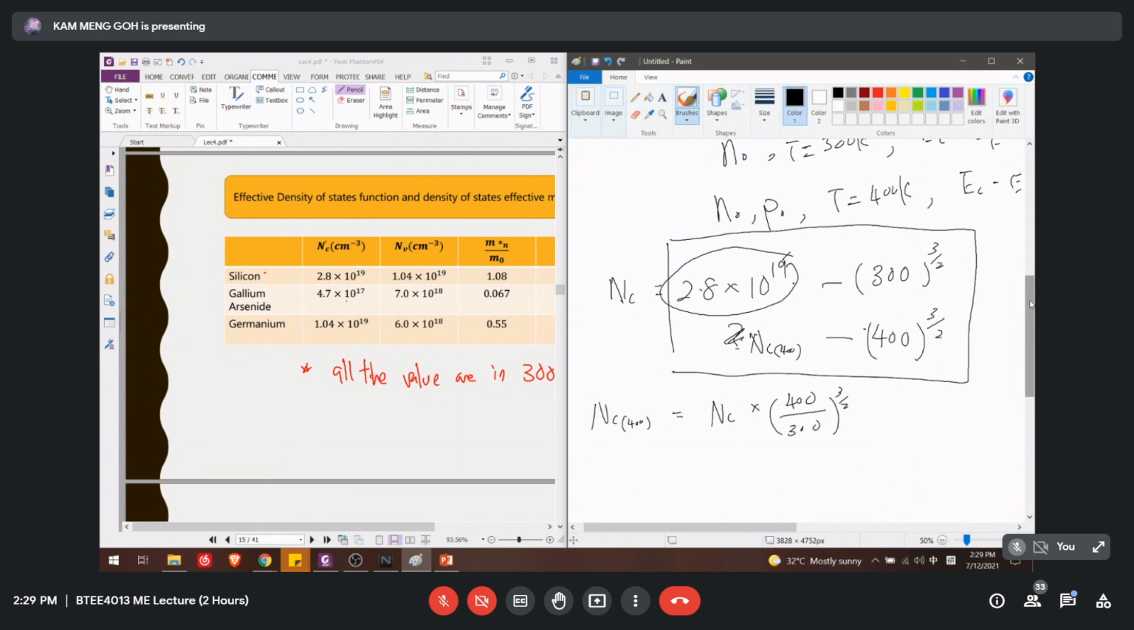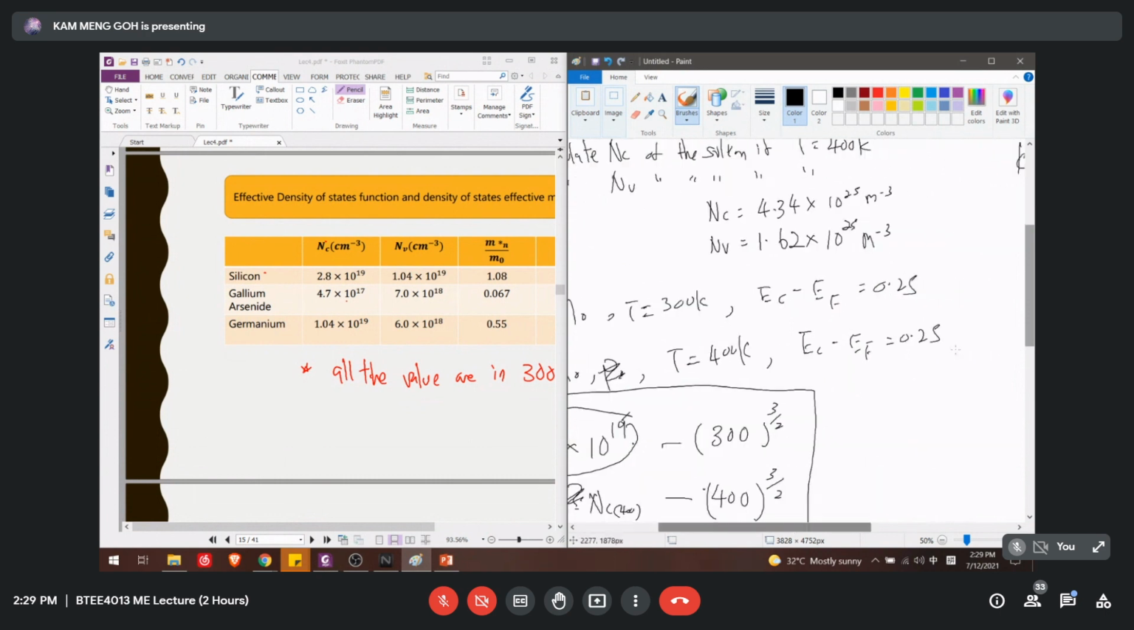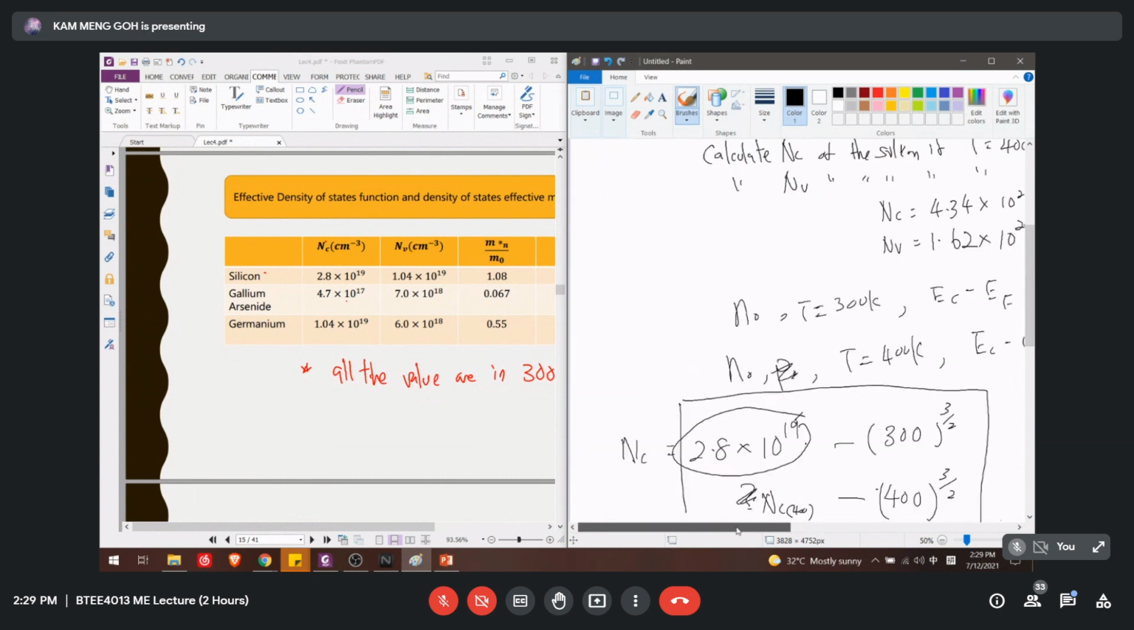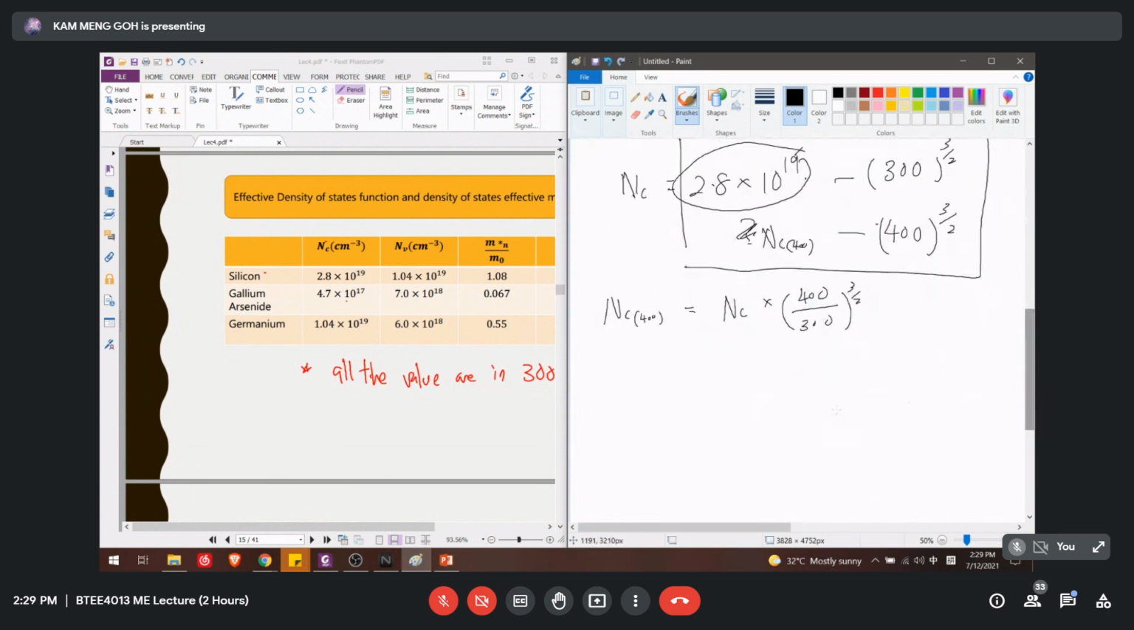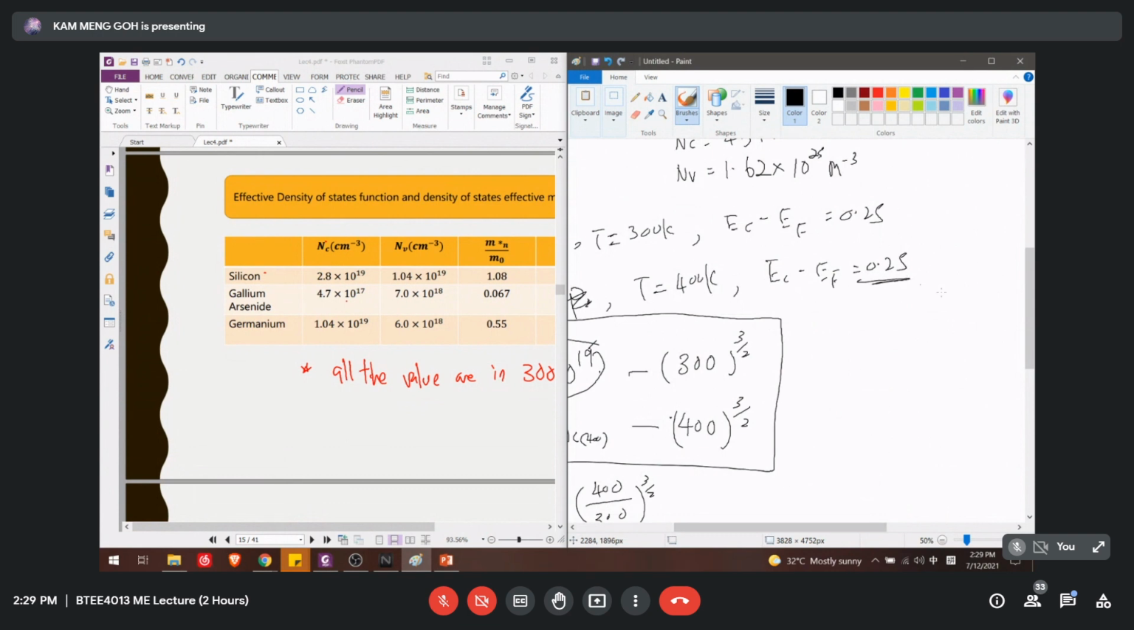But back to the question, if he asked you, given this condition, okay, calculate the n0. T is 400K, EC minus EF is 0.25. So how are you going to calculate the n0? So let's say you have an n0. It's the n0 under 400K equals to the NC at 400K multiplied by the exponential of minus EC minus EF, over kT. Given by the question that EC minus EF is 0.25. Given by the question.